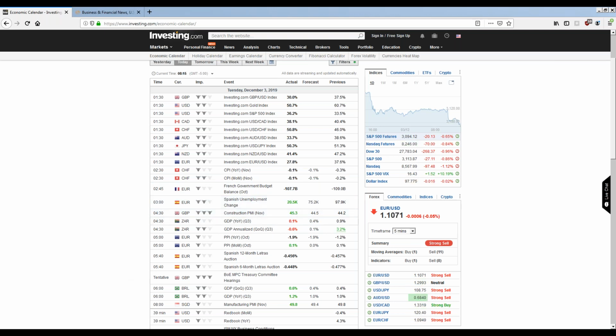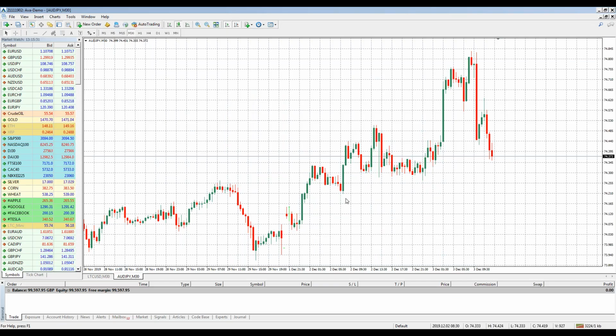Okay, so now we go to the chart and we try and pair up our technical analysis with a good entry point. As expected, look at the Australian dollar. These are 30-minute candles. What happened to the Australian dollar over the last 4 hours? Down, right? Down like a rock.